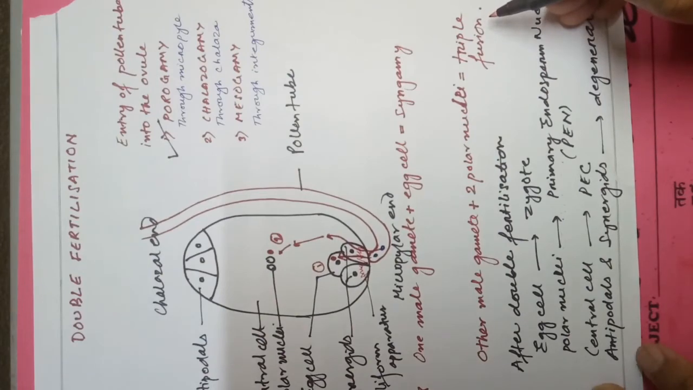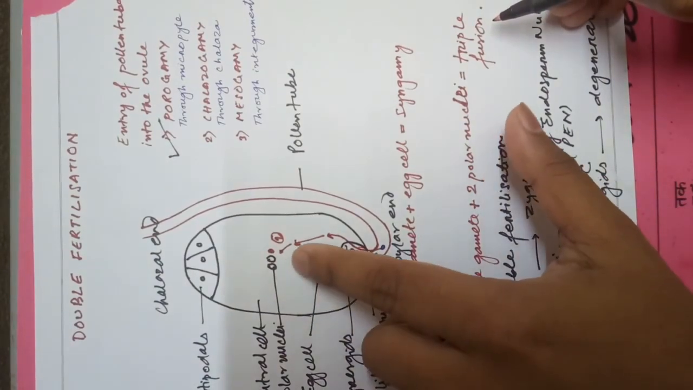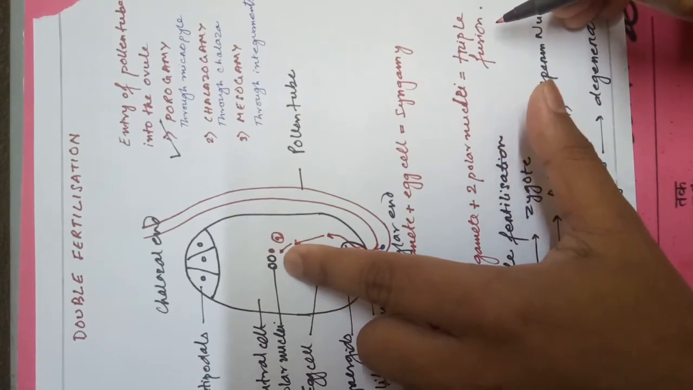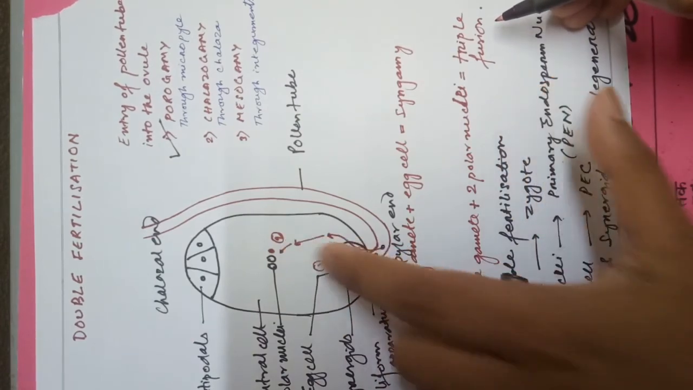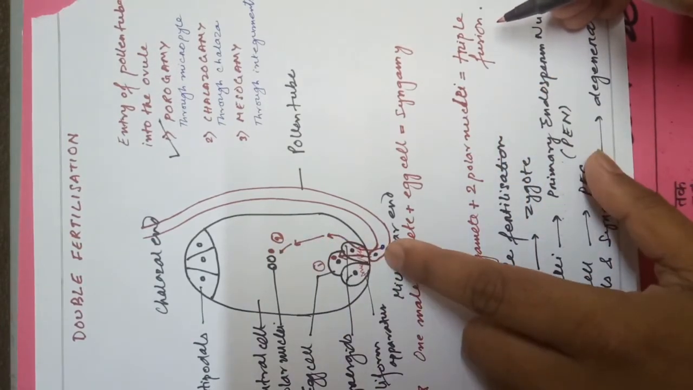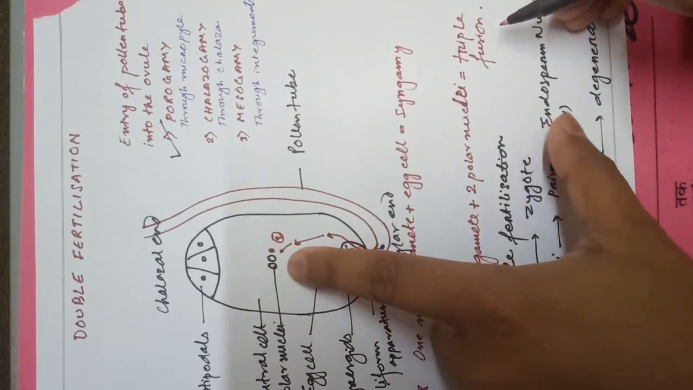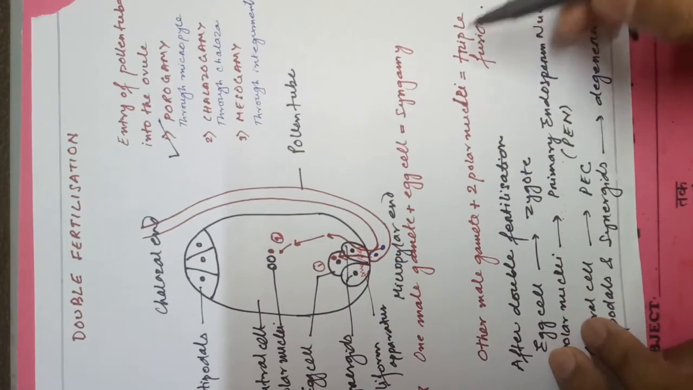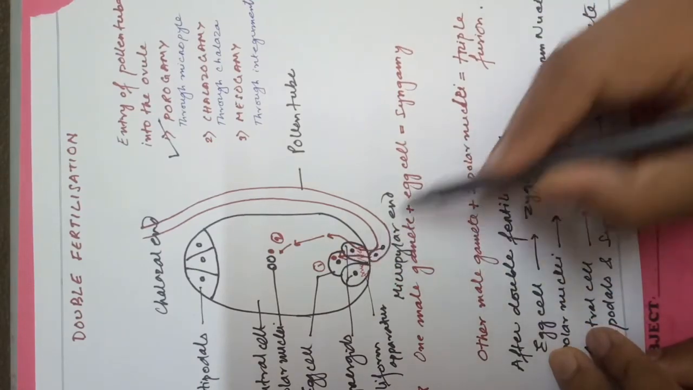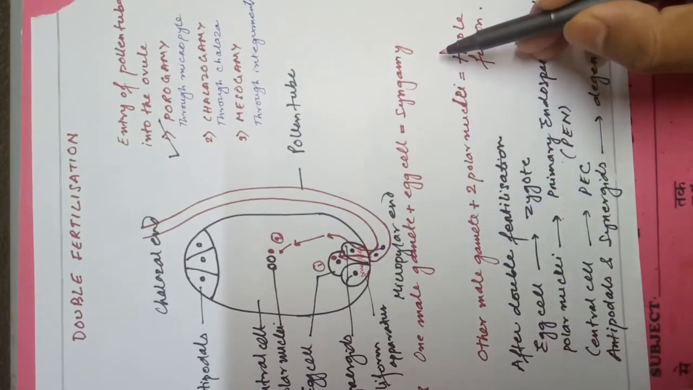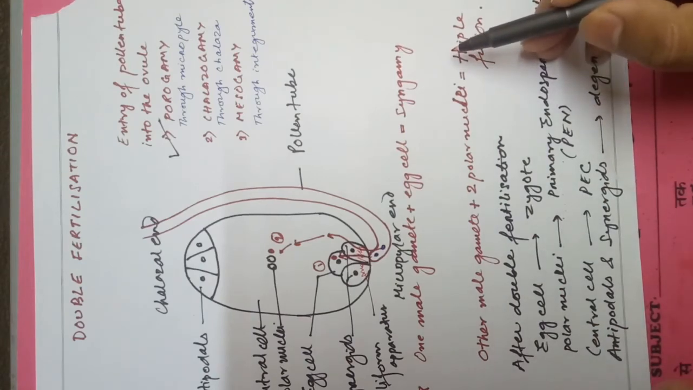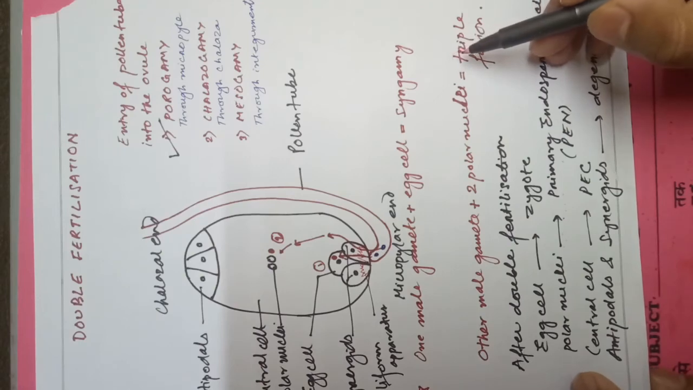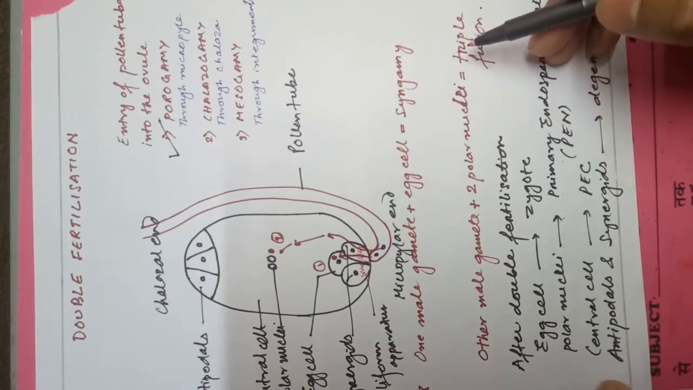Why is it called triple fusion? Because there were already two nuclei, and one more nucleus has come from the male gamete, so three nuclei are fusing together. Hence it is called triple fusion. And the fusion of the male gamete with the egg cell is called syngamy. Since two fertilizations take place at the same time, it is called double fertilization. I hope it is clear.